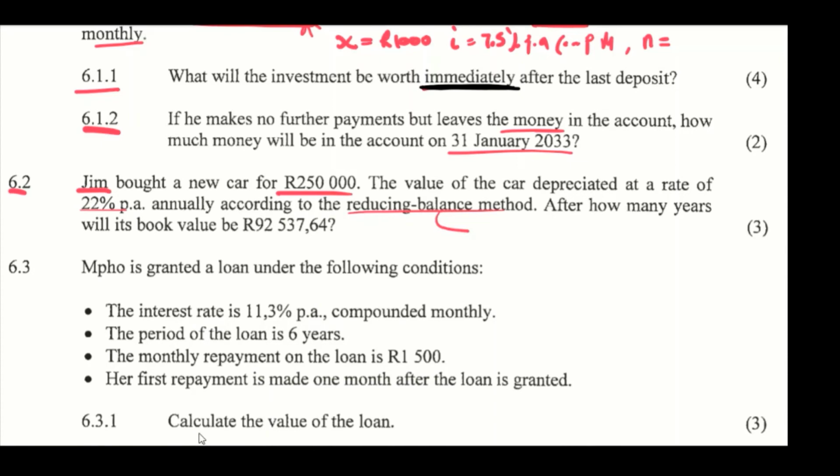This car depreciates, obviously. So after how many years will its book value be this amount here? The book value, we're talking of A, which is the accumulated amount. We know the formula we're going to use, but remember this is a depreciation, hence reducing balance. So we're just going to say A is equal to P into 1 minus i, to the power n. Please note that we're talking of depreciation here.